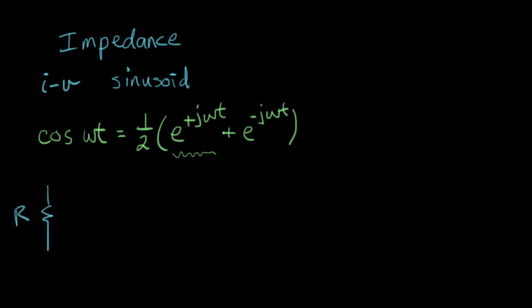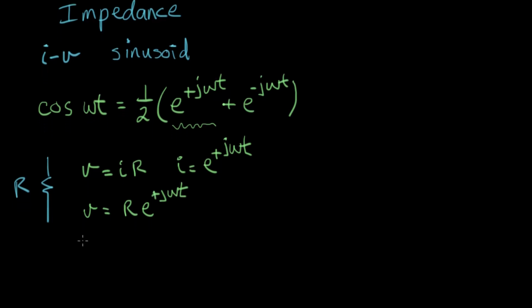Here's a resistor. And we know from Ohm's law that V equals I times R. And just for the moment, let's assume that I equals e to the plus j omega t. So if this is I, what is V for a resistor? Well, we just plug I in here, and we get V equals R times e to the plus j omega t.